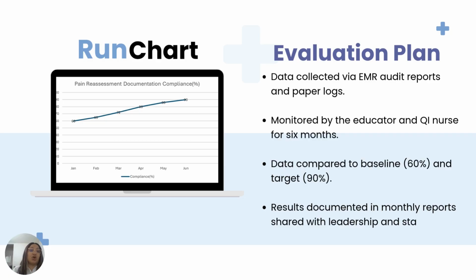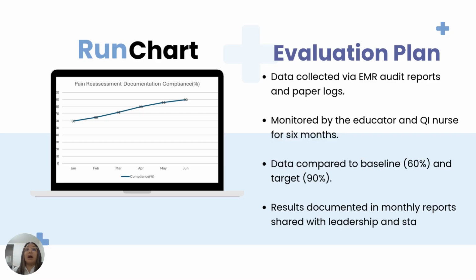This is a run chart which ideally shows a gradual increase in the percentage of pain reassessment documentation within a 6 months period, leading to a 90% compliance. Our evaluation plan is to collect data via the EMR audit reports and paper logs showing us how many pain reassessments are being done in a timely manner.